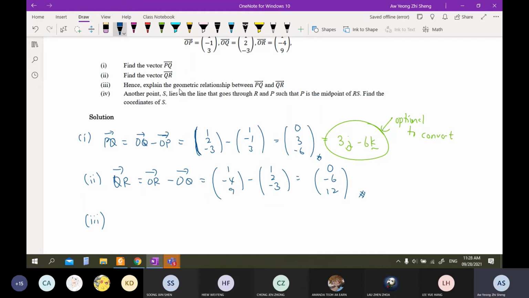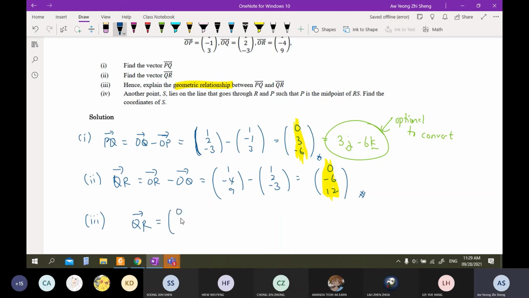Okay, for part 3, explain the geometric relationship between PQ and QR. So if you look at your two answers here that I colored in yellow, I think many people can see that you can easily factor out a -2 from your QR, and you would obtain PQ. Alright, so let's do that first.